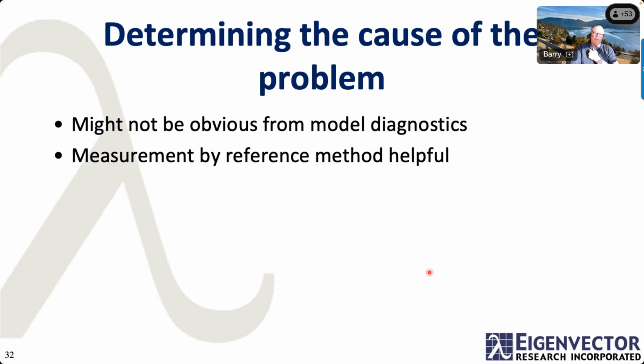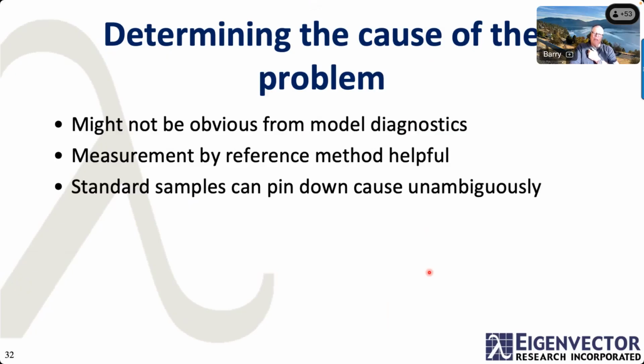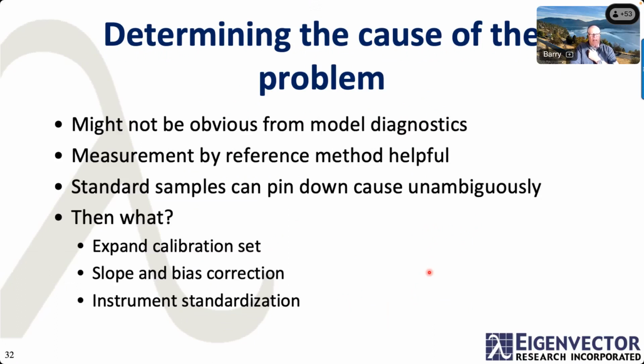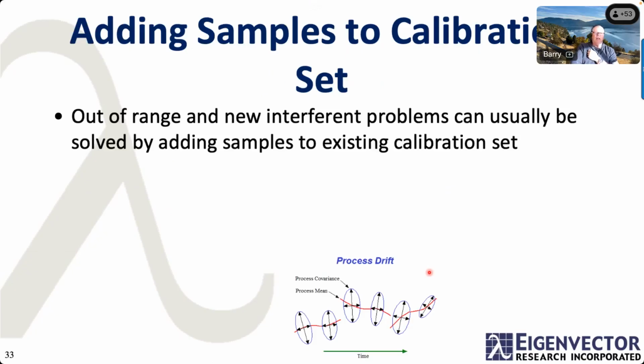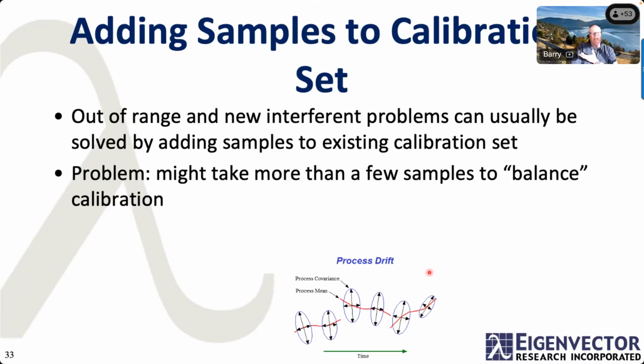The measurement by the reference method is helpful. I would actually say it's beyond helpful. It's like, duh, it's helpful. Standard samples can pin down the cause unambiguously. And then what? Well, you have to expand your calibration set or do a slope and bias correction or some sort of instrument standardization. So adding samples to the calibration set is fairly straightforward. You just get new calibration samples in there. Sometimes it might take more than a few samples to add to a calibration set to effectively expand it into the new regime you're operating in.